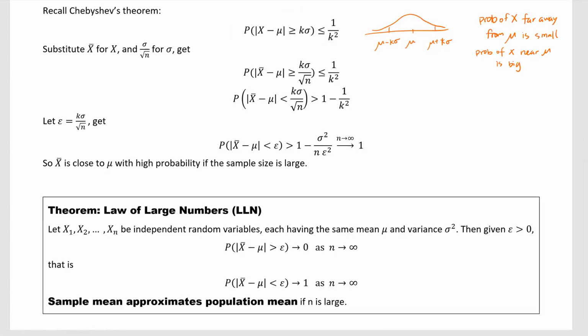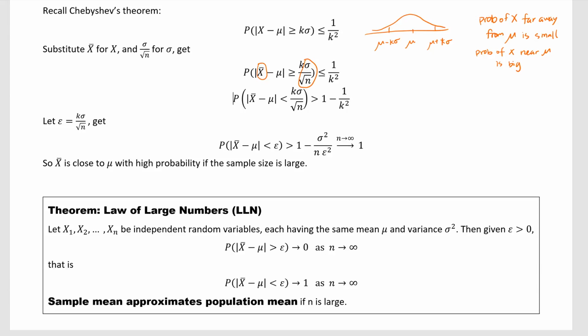Okay, now if we substitute x bar for x, and we substitute sigma over square root of n for sigma, okay? Because we know x bar, the sample mean, is a random variable, so we can replace x by the random variable x bar. And then the standard deviation for the sample mean is going to be sigma over square root of n. So this is what we get.